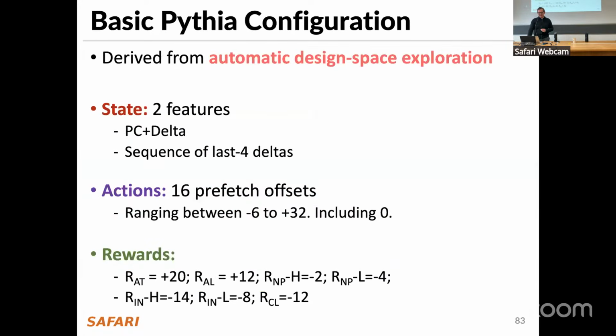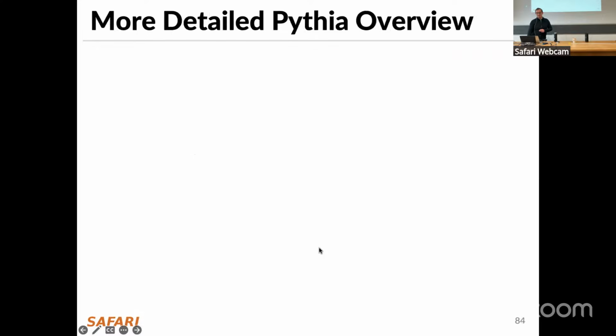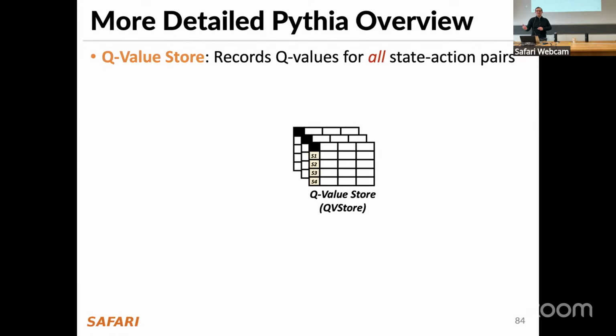I already said that. So this is the basic Pythia configuration that is evaluated in the paper. I'm going to give you some results. So you can see that the actions are pruned into only 16 offsets, and rewards are like this. That's the basic one that we have seen. And there's more detail on how you actually do this.